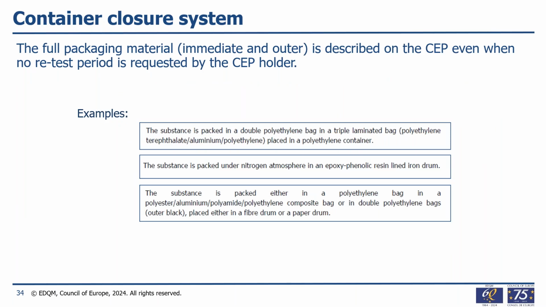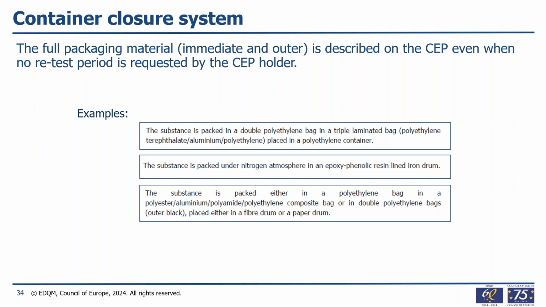The container closure system is also described on the CEP, even if in some cases no retest period is requested by the CEP holder, and it includes immediate packaging, primary packaging, and outer, secondary, or tertiary packaging. You will see some examples on these slides. For example, the substance is packed in a double polyethylene bag, in a triple laminated bag with a different definition of each layer, placed in a polyethylene container. Or the substance is packed under nitrogen atmosphere in an epoxyphenolic resin-lined iron drum.